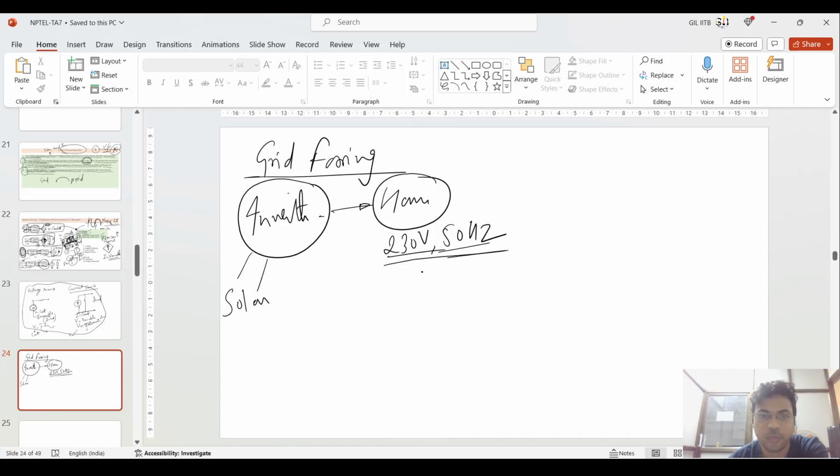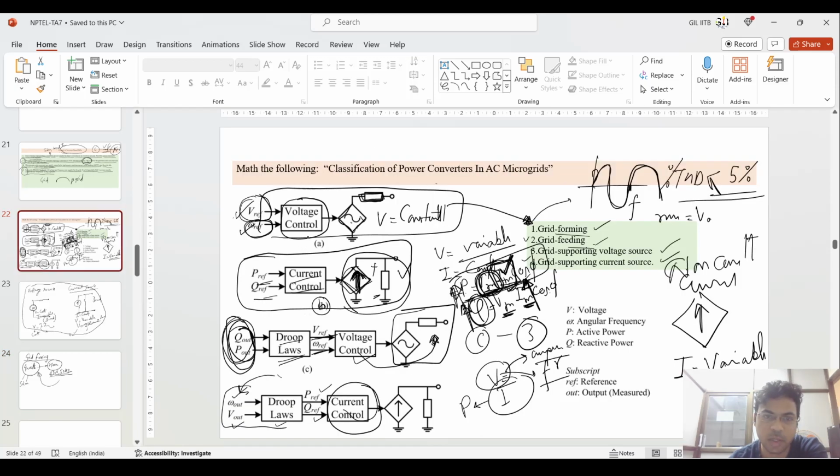So how will you generate this 30 volt and 50 hertz supply? You have to take certain reference node. According to that, your controller should define how much amount you should feed. Okay, so that I have explained in the first image itself.